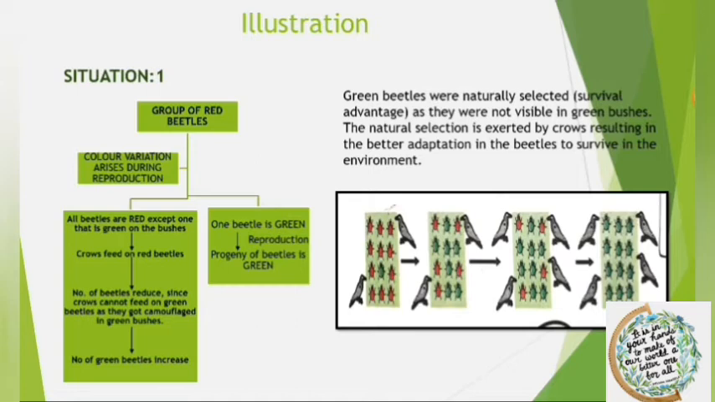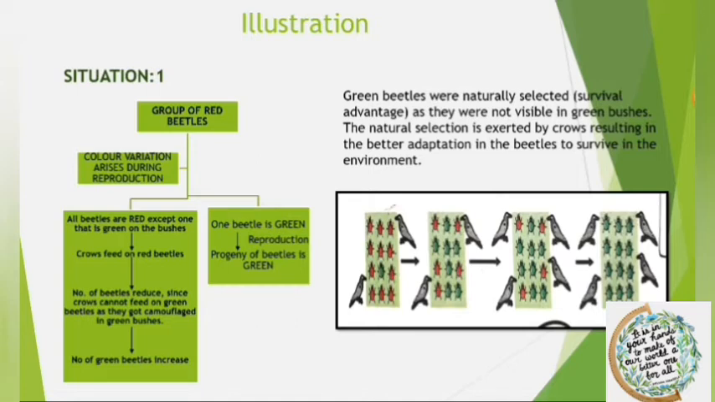Situation 1. Let us assume 12 red beetles that live on the bushes of green leaves. They grow their population by sexual reproduction and can hence generate variations. Let us also assume that some natural predators like the crows also live in the same habitat and eat these red beetles. Now, what would happen? There would be a lesser number of red beetles available for reproduction.